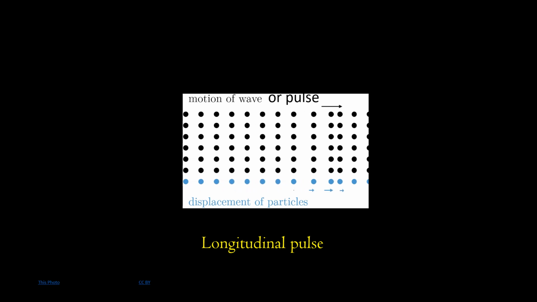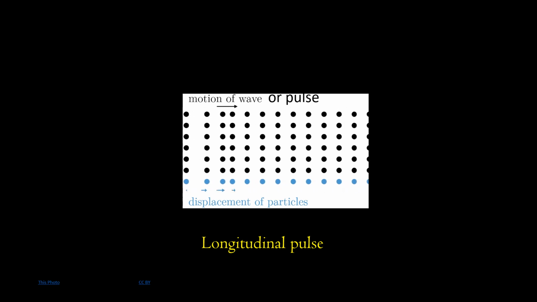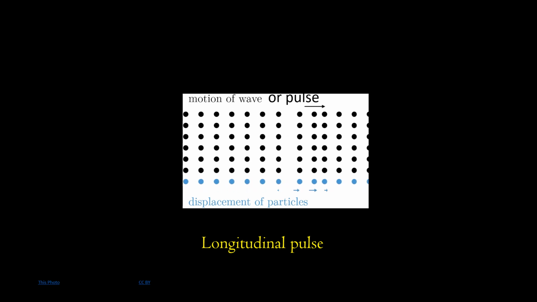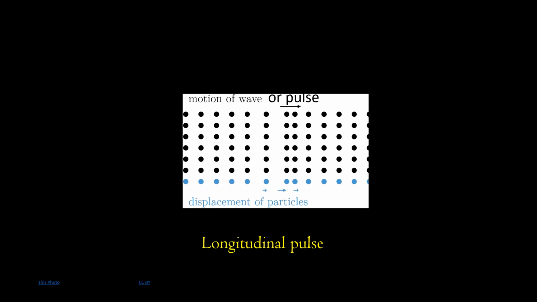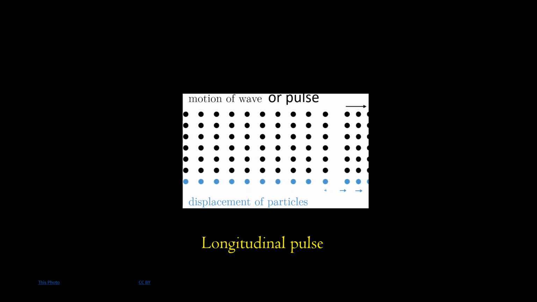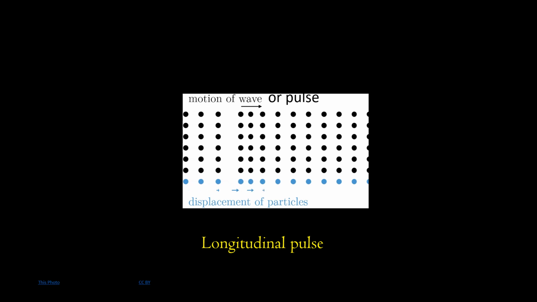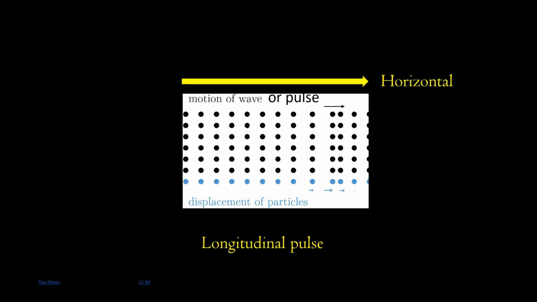Now that we understand the movement of a transverse pulse through a medium and how the particles of that medium are displaced, we can talk about a longitudinal pulse and later on a longitudinal wave. The demonstration on your screen shows a longitudinal pulse. A pulse, as I've mentioned, is a single disturbance moving through a medium. The pulse sweeps through this medium from left to right horizontally, right?